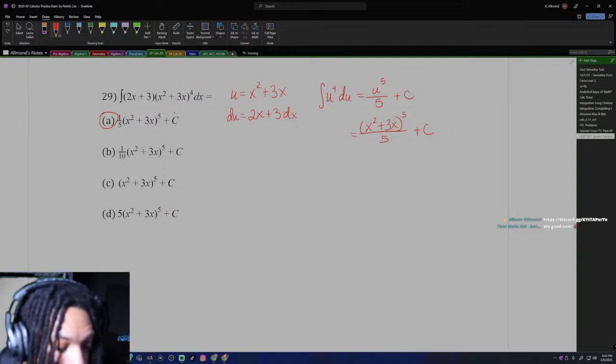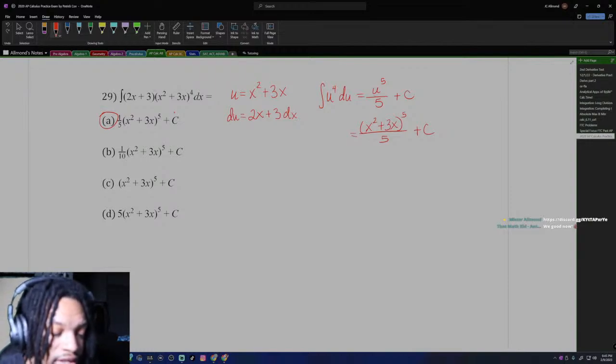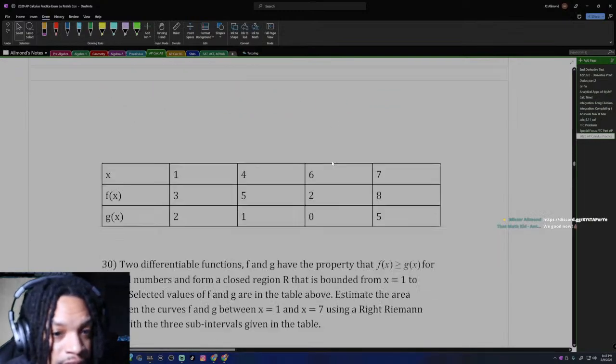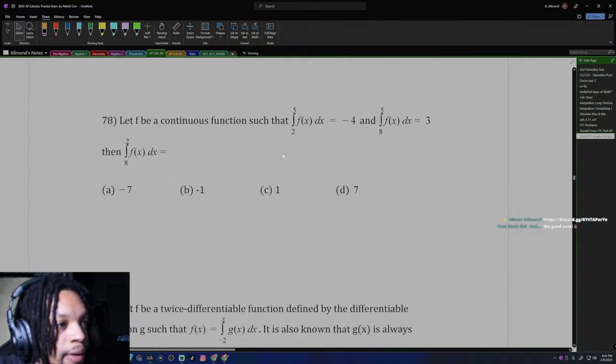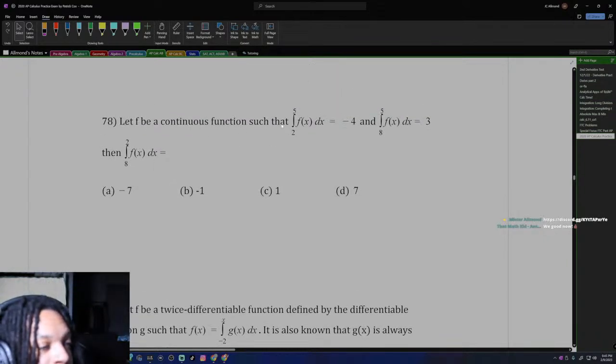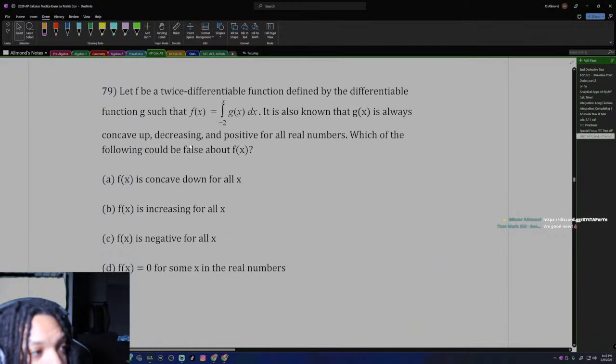Okay, so number 78, it goes 20, 22, 29, 78. I did not know this document was this big. Let f be a continuous function such that the integral of f of x from 2 to 5 equals -4, and the integral from 8 to 5 equals 3. This is straight up properties of definite integrals. Yep, that's exactly what that is.